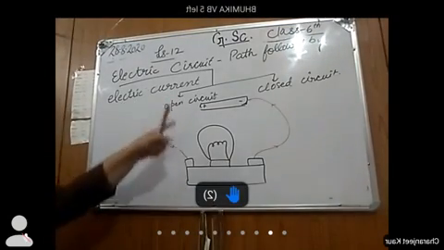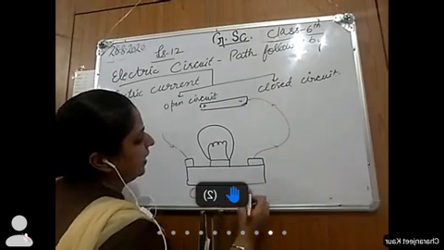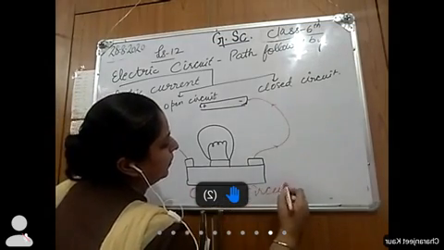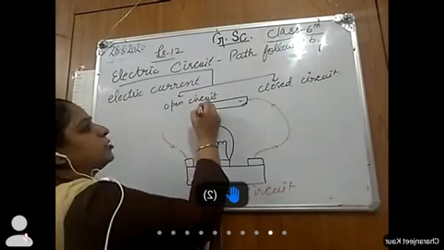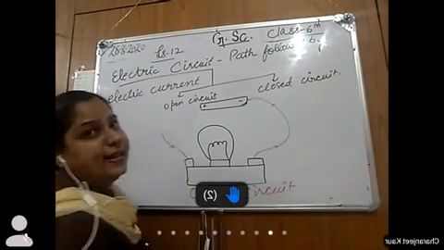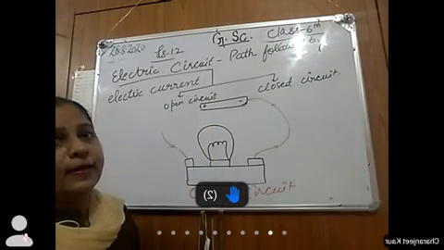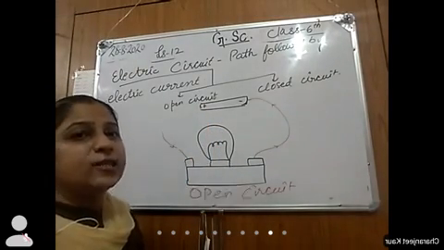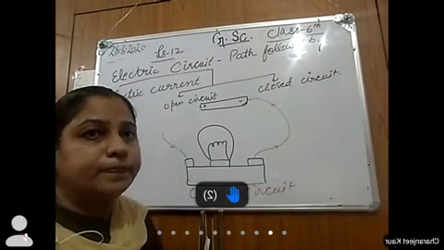So what will it become? It is now an open circuit. Now the current is not flowing. The path that was to be followed by the current is not complete now. There is a breakage. It is known as an open circuit. Clear? What do we call it? Open circuit. Is that clear to all?